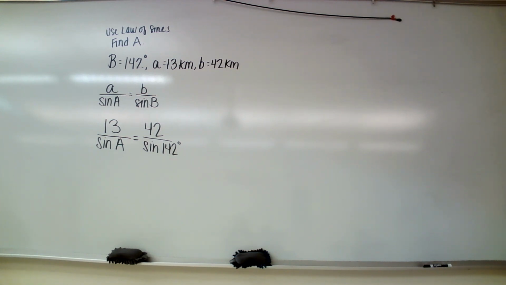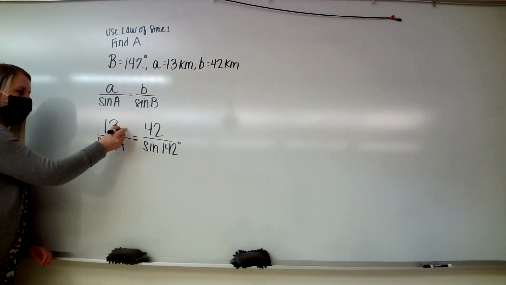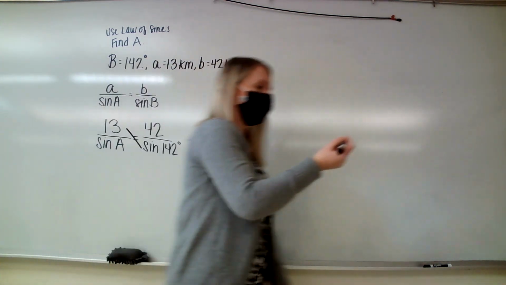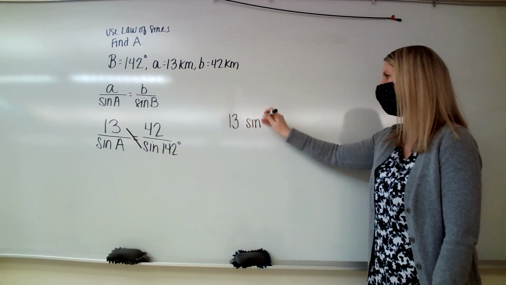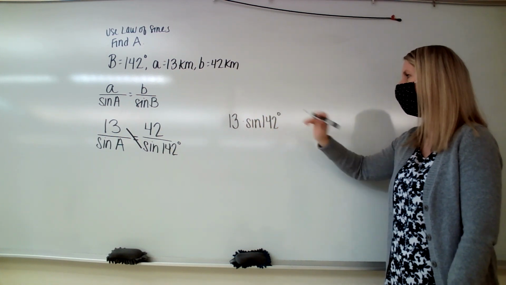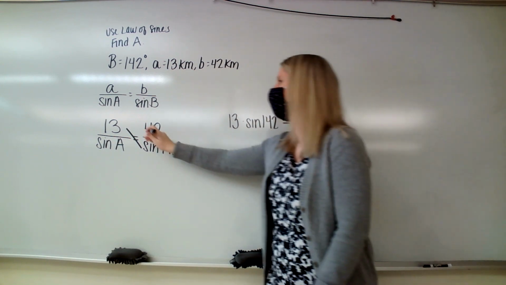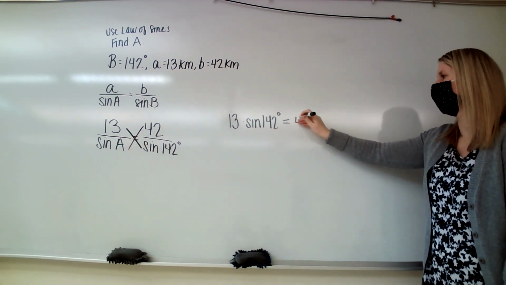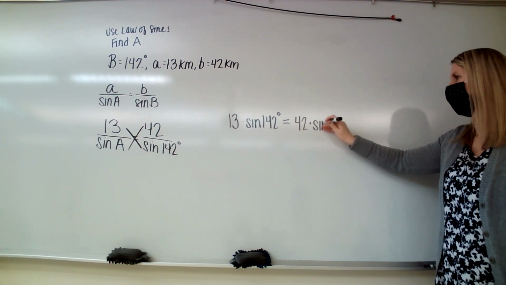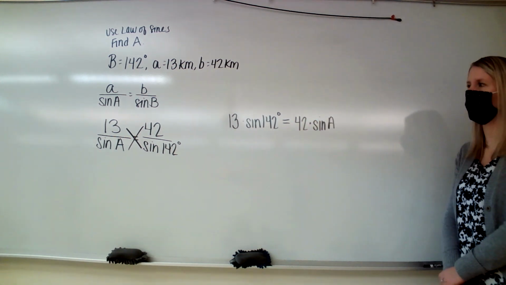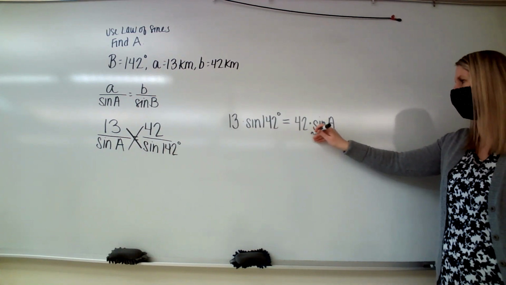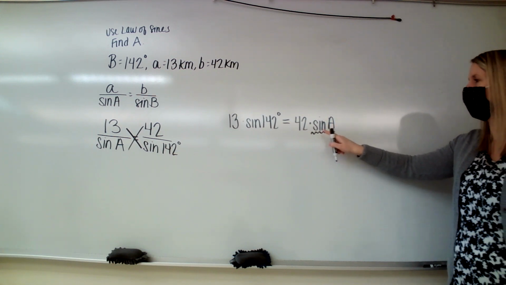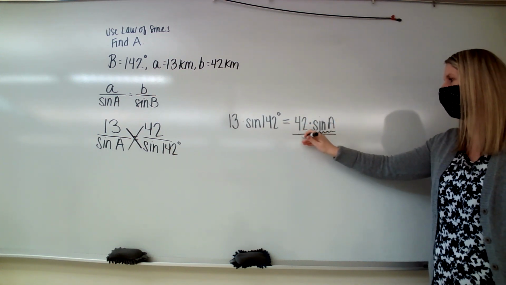But the nice thing about law of sines is you always do the same stuff. You're going to cross multiply. Okay, that's not new to us. So I'm going to cross here and get 13 times sine of 142 degrees. I put an equal in the middle and I cross the other way. All right, so that wasn't any different from what we've been doing. I want to find A, right? So I need to get this by itself. So I do want to get rid of that 42, just like we've done before. I'm going to divide.